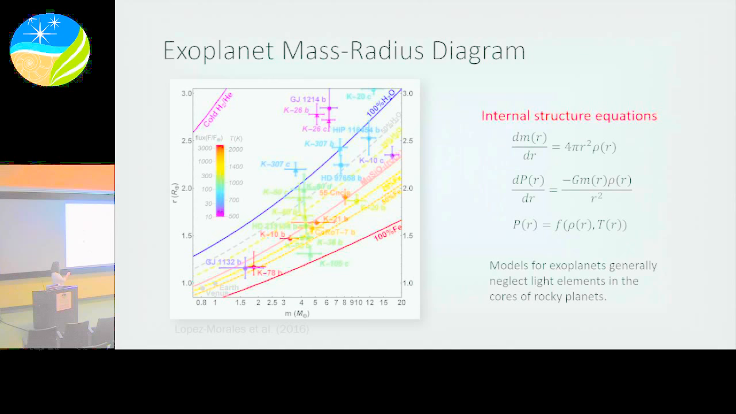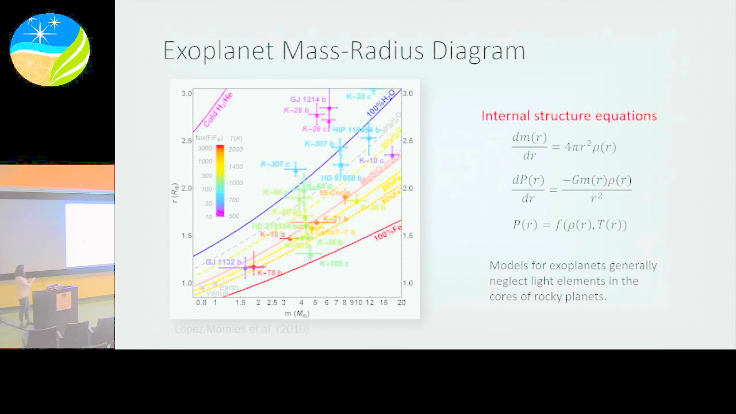And then the lines are sort of compositional models where we've calculated the internal structure using these equations and some assumptions for the equations of state. So for instance, this red line down here is a model where the entire planet is made out of metallic iron. There are phase transitions included, but there are no silicates here. And then this is a pure magnesium silicate planet, again with phase transitions included.